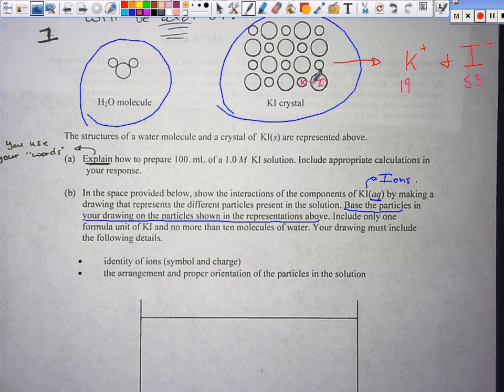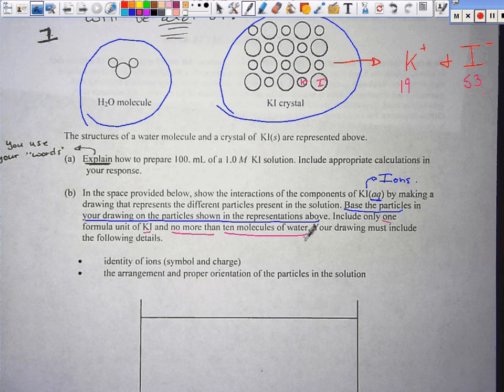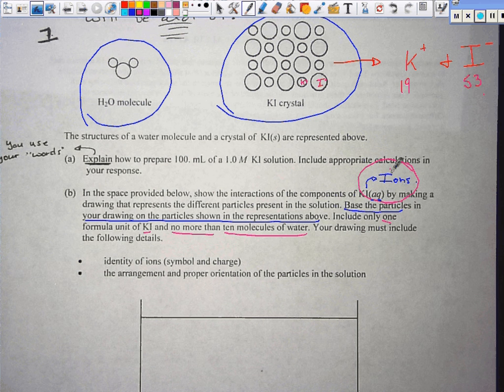Now, here's the instructions. Include only one formula unit of KI and no more. So we want 1 KI and no more than 10 molecules of water. Okay. Now, are we going to draw one crystal structure or one potassium ion and one iodine ion? We're wanting ions, right? So we need 1 K plus and 1 I minus. So you kind of understanding what the instructions are? And then how many water molecules? No more than 10. So if we put 6, are we fine? Yeah, if we put 8, we're okay.